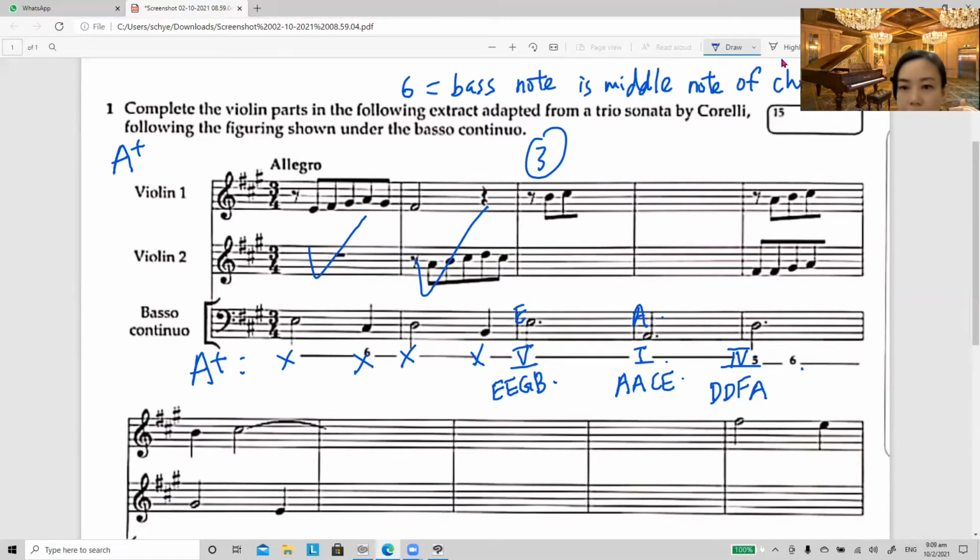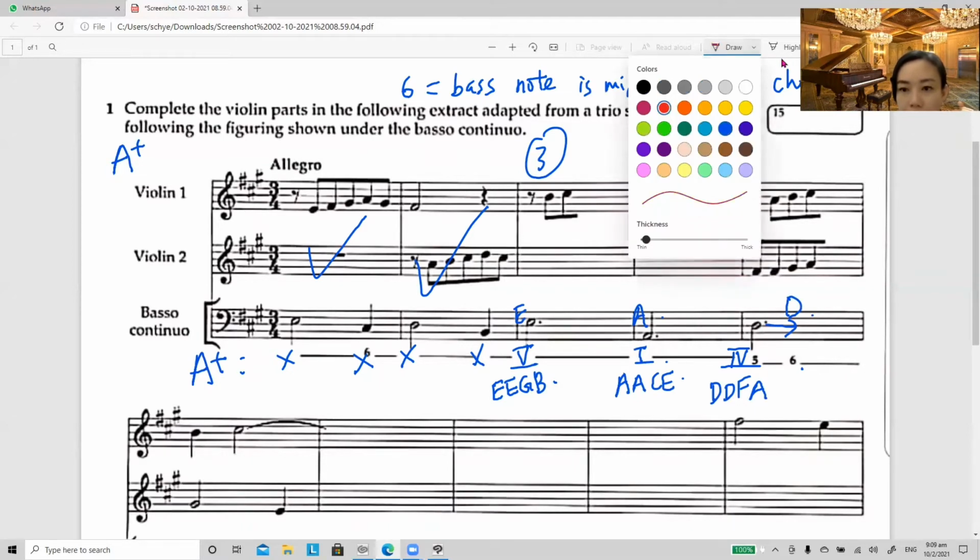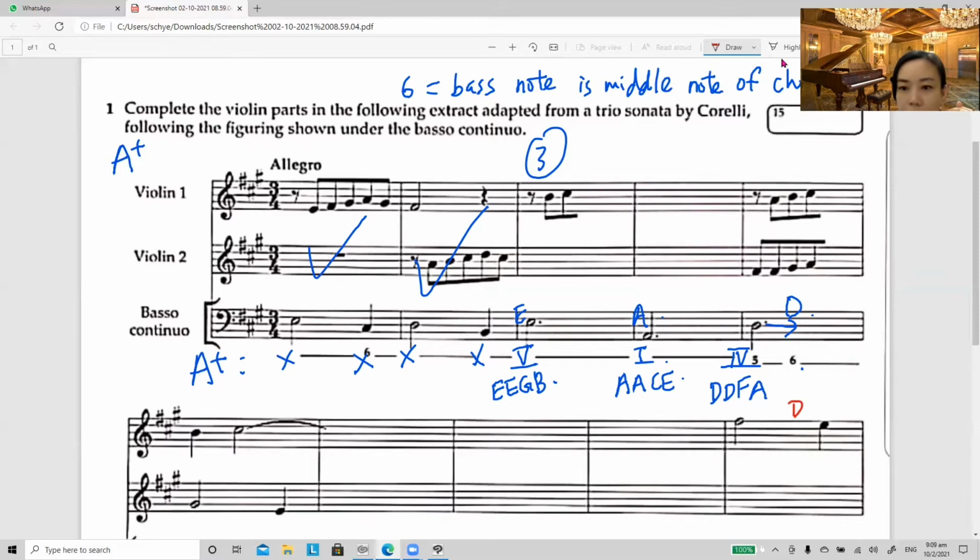So the bass note is D, and D is the middle note of the chord. So this is B, D, F sharp. In A major, B, D, F sharp is a minor chord. For a minor chord, we use a lowercase Roman numeral: chord 2 in first inversion, because the D is in the bass. When you have a minor chord in first inversion, we need to double the middle note. So that is the rule of doubling.